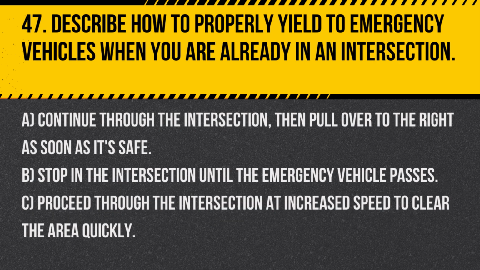Question 47. Describe how to properly yield to emergency vehicles when you are already in an intersection. A. Continue through the intersection, then pull over to the right as soon as it's safe. B. Stop in the intersection until the emergency vehicle passes. C. Proceed through the intersection at increased speed to clear the area quickly. Answer: A. Continue through the intersection, then pull over to the right as soon as it's safe. This minimizes disruption and allows emergency vehicles to navigate more easily.